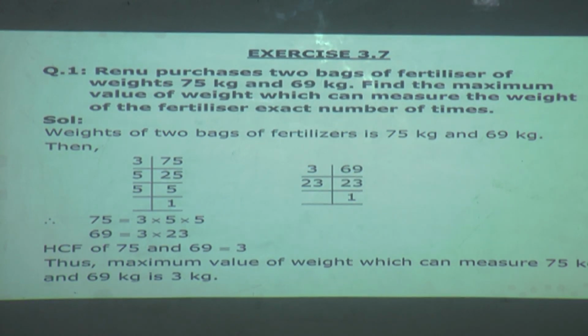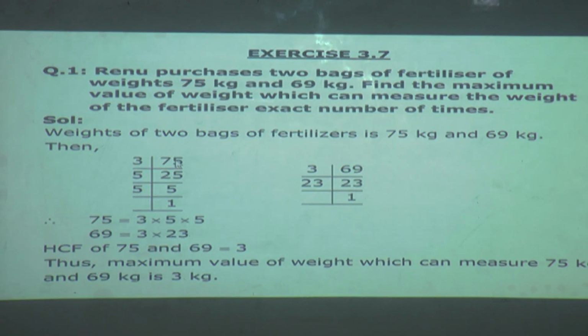Now we will solve word problems from exercise 3.7. Renu purchases 2 bags of fertilizers of weight 75 kg and 69 kg. Find the maximum value of weight which can measure the weight of fertilizers an exact number of times. See here students, one bag has 75 kg and one has 69 kg. We have to find the maximum value of weight which can measure the weight of fertilizers. As it says maximum, we have to find the HCF.